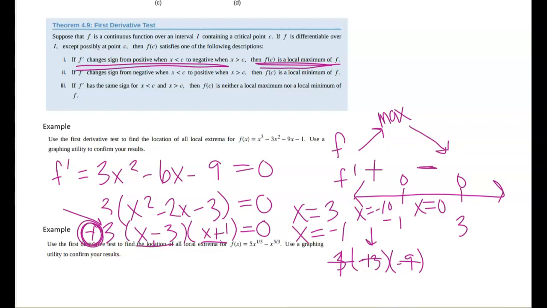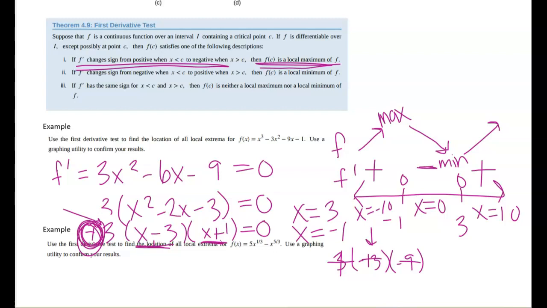All right, let's choose a number bigger than 3. We can choose 10. Choose numbers that you feel like you can confidently plug in. So 3 is always positive, this is going to be positive, this is going to be positive. So when I multiply those all together, I get a positive, and I have a minimum. So that's where we're going to find our local extrema on our graph of f, analytically, or algebraically if you will, using the derivative.